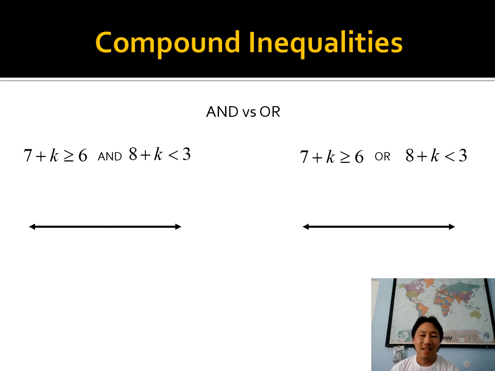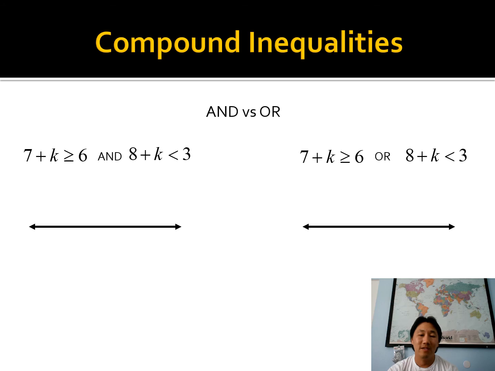Last slide for the day, and versus or. If you look at these two problems, they're nearly identical. 7 plus k is greater than or equal to 6, and I got it again here, 7 plus k is greater than or equal to 6. Then 8 plus k is less than 3, 8 plus k is less than 3. The only difference is the and and the or.